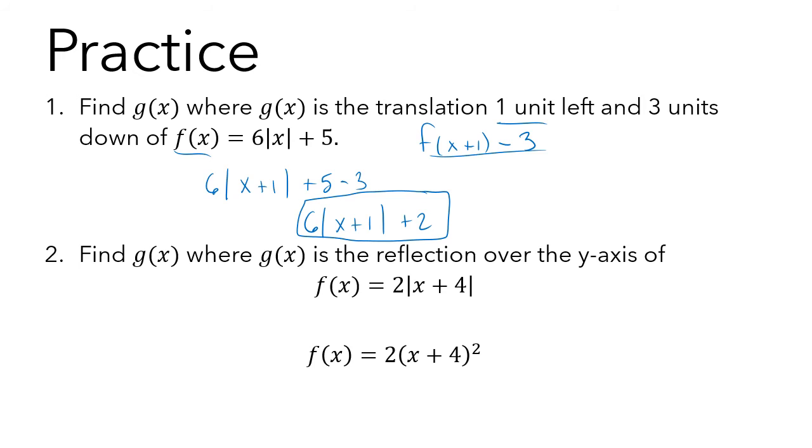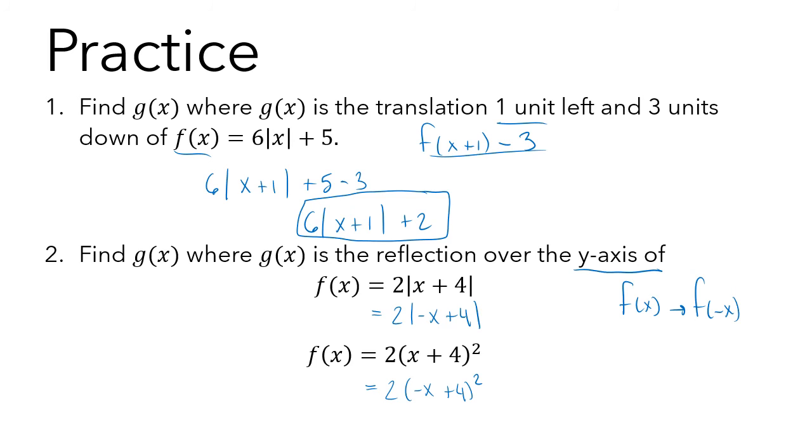Let's try another one. Find g of x where g of x is a reflection over the y-axis. So reflection over the y-axis will go from f of x to f of negative x. So we can fill that in, and that would be 2 negative x plus 4. And on this one, it would be 2 negative x plus 4 squared.